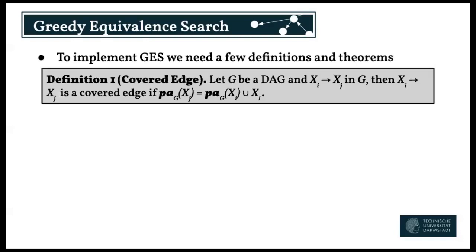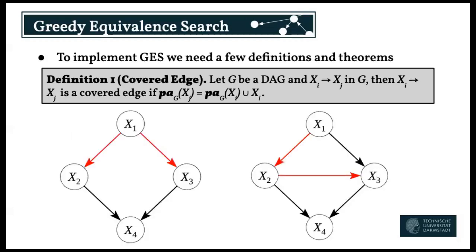So for GES, greedy equivalence search, we need some definitions and also some additional assumptions. We will just quickly go over them. First of all, we need to know what a covered edge is. If you have a graph G with an edge between xi and xj, then this edge is called covered if the parent set of xj happens to be the parent set of xi union the variable xi itself.